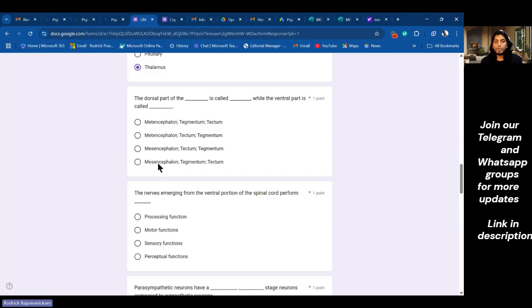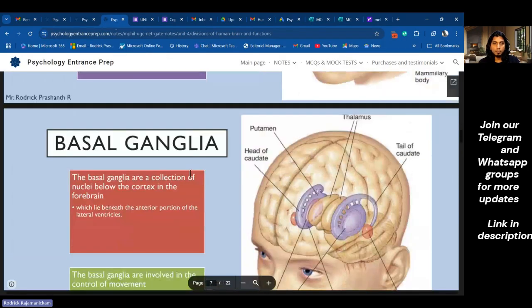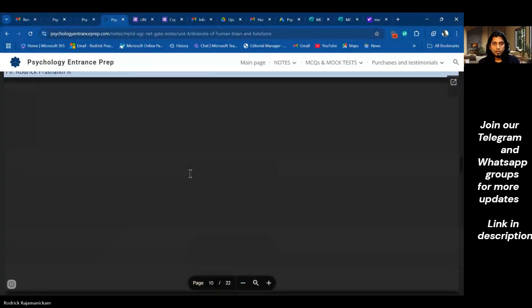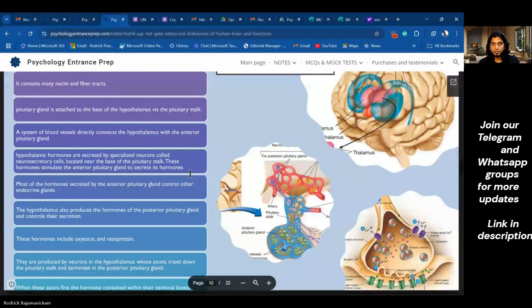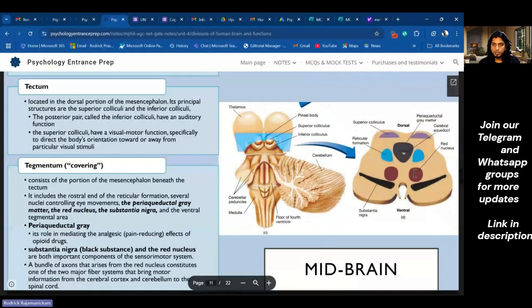All right. So tectum and tegmentum are basically midbrain structures. The first dash would be mesencephalon. So the dorsal part is the top part, and the ventral part is the bottom part. On top we have the tectum, and at the bottom we have the tegmentum. So we can find it in the midbrain structure. Okay, so this is the midbrain structure.